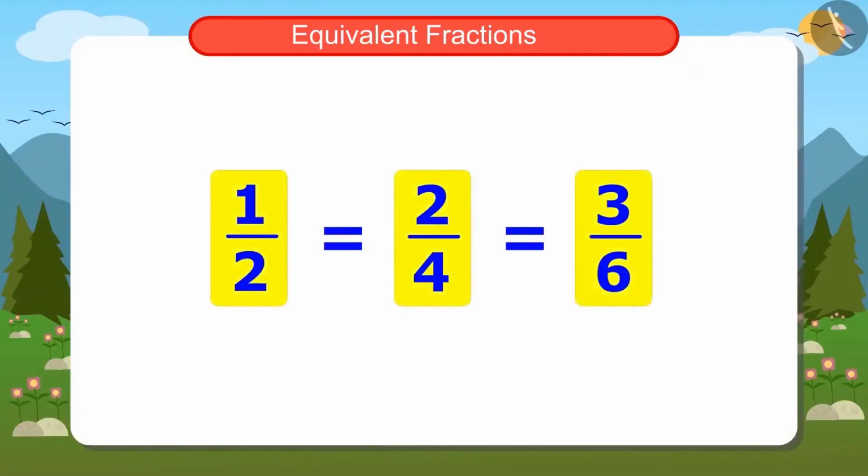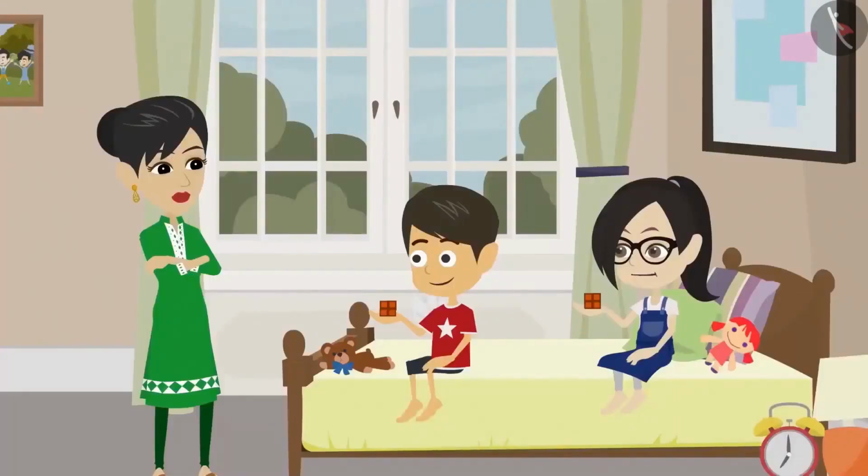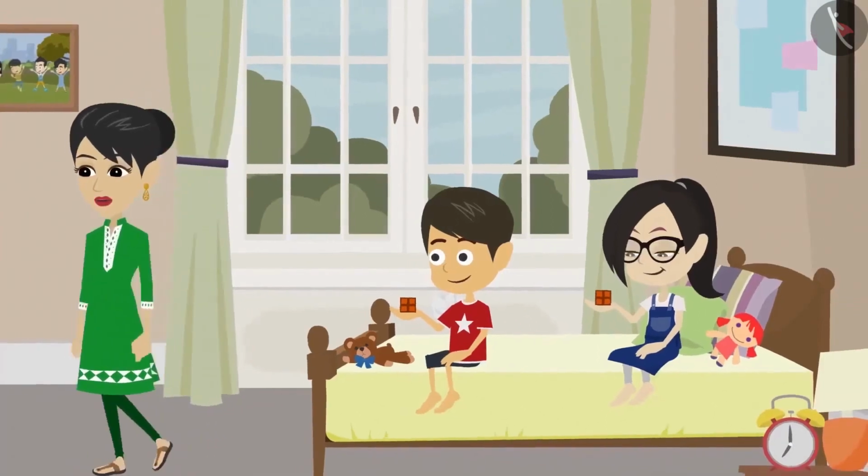Mummy, the numbers written are different in these fractions, yet these fractions are showing the same quantity of chocolate. What are such fractions called? When different fractions show the same quantity of a substance, they are called equivalent fractions. You will learn them in detail in further classes. I got it, Mummy. Okay, now you two kids play.